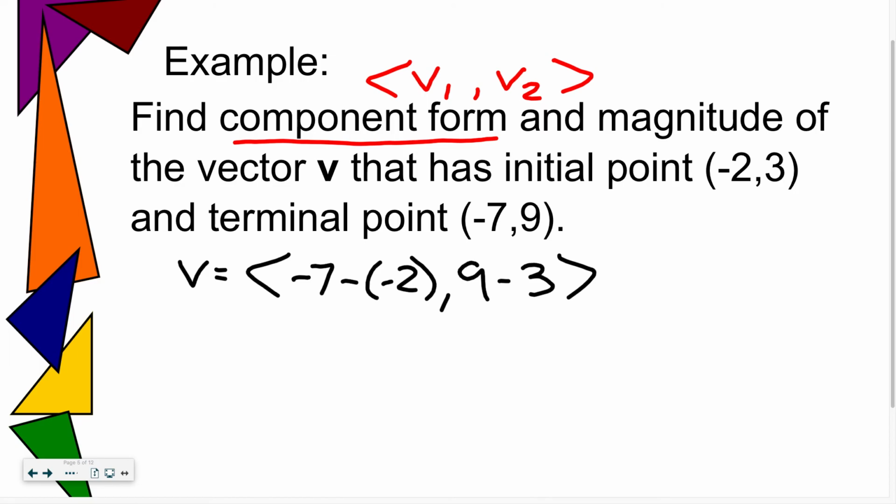I'm seeing a few small errors. -7 minus -2 is actually +2, so that's going to be a -5. Make sure you adjust. And 6. So there's your component form.